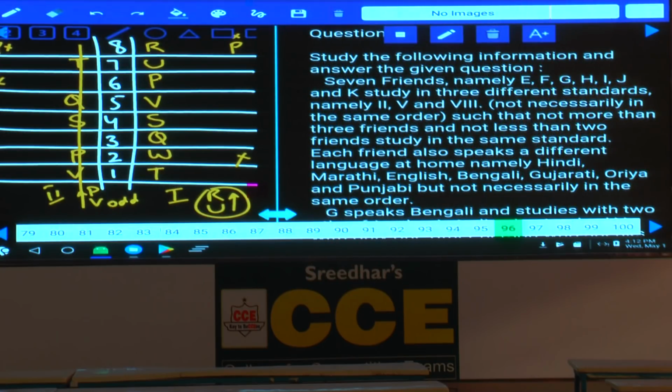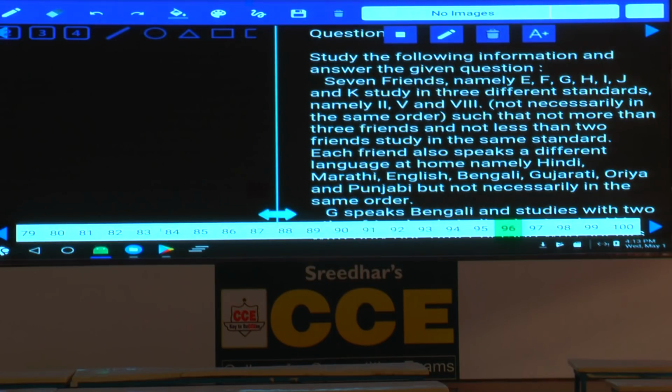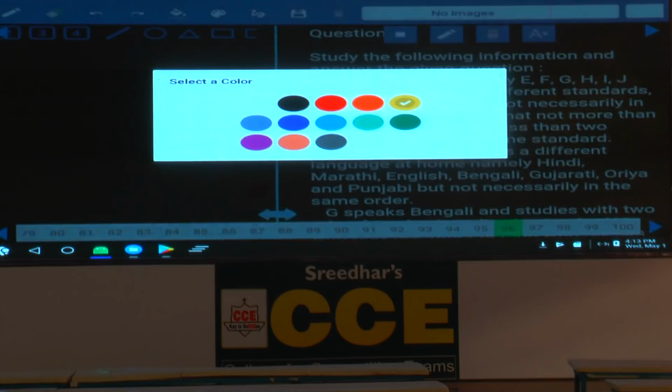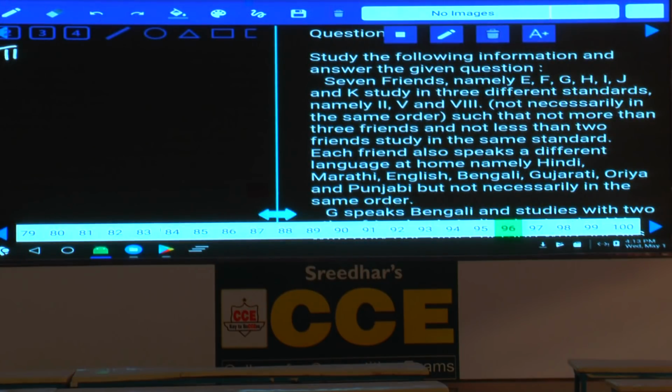There are 7 friends, E, F, G, H, I, J and K, who study in 3 different standards, 2, 5 and 8. How many standards are there? Only 3 standards. How many students are there? 7 students. Hence more than 1 student is studying in each of these classes. Hence what is the diagram? Now it comes under which category? Common parameter. As it comes under common parameter, now we have to divide this according to that parameter only, second and fifth and eighth, 2, 5 and 8. Whenever it comes under common parameter, then we have to divide the information like this, isn't it?